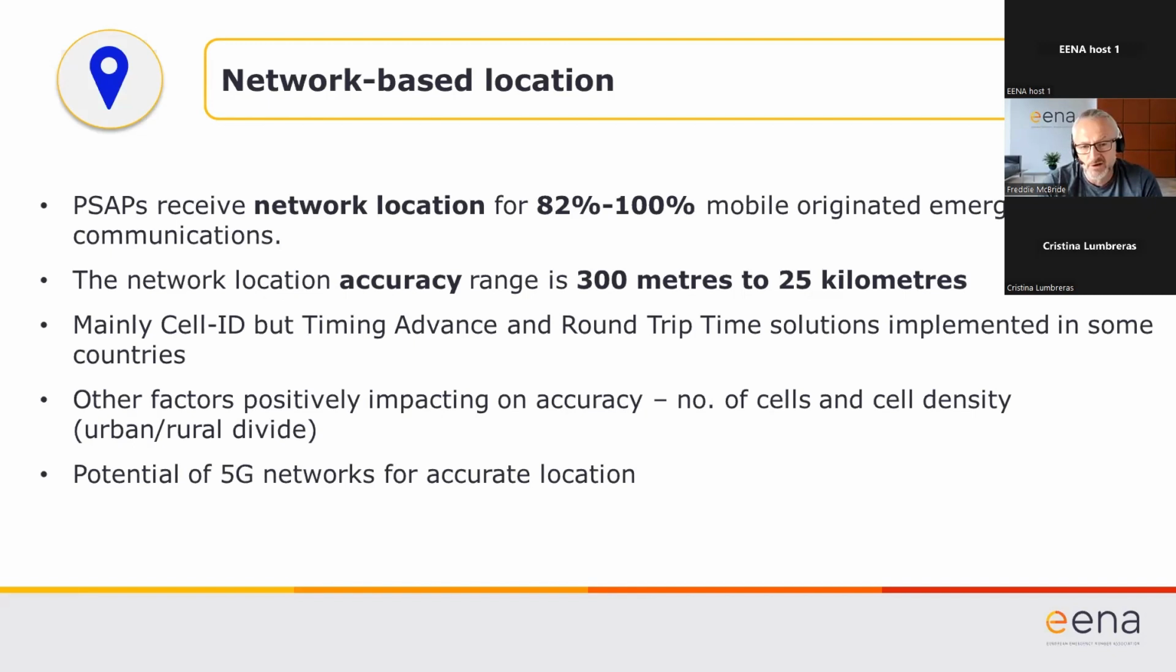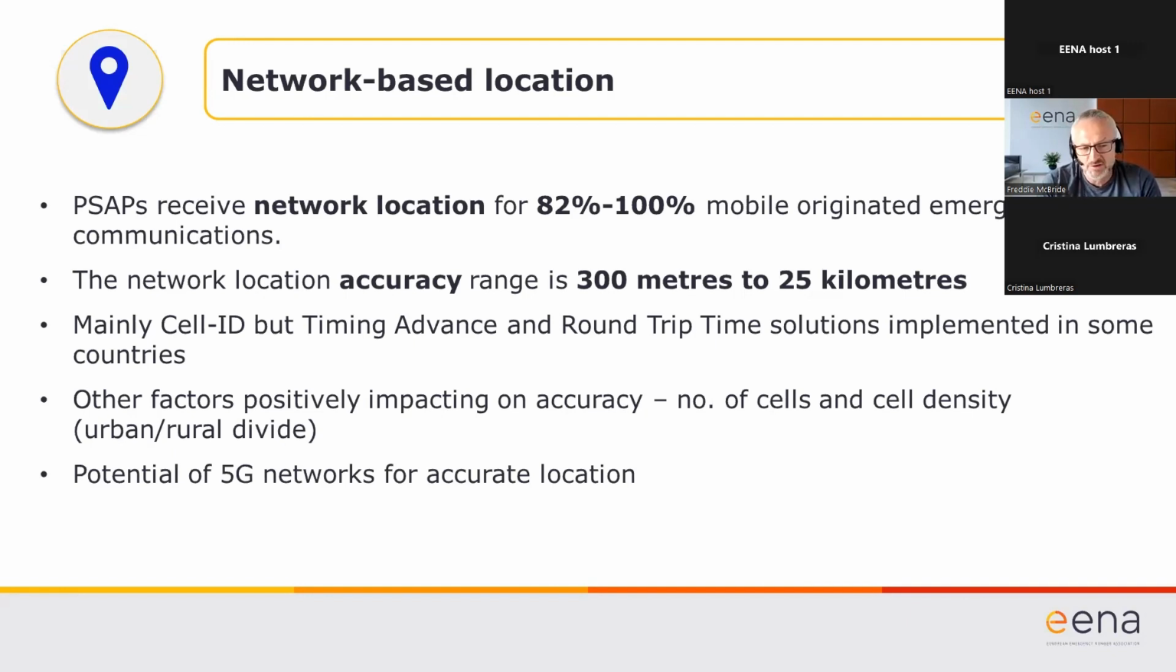Other factors that impact the accuracy of network location can relate to the topology of the network itself. So, for example, in urban areas, you tend to have smaller cell sizes and more dense networks, so more cells. And when you have that, even just with cell ID, you get more accurate location. In rural areas, you tend to have less dense networks and a greater cell coverage. And therefore, that would explain why we see location accuracy as high as 25 kilometers, which of course, if we reflect on the legislation, is not really useful enough to enable us to reach callers and effectively intervene.